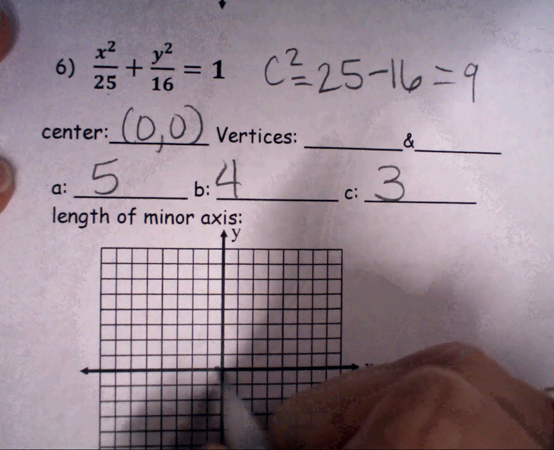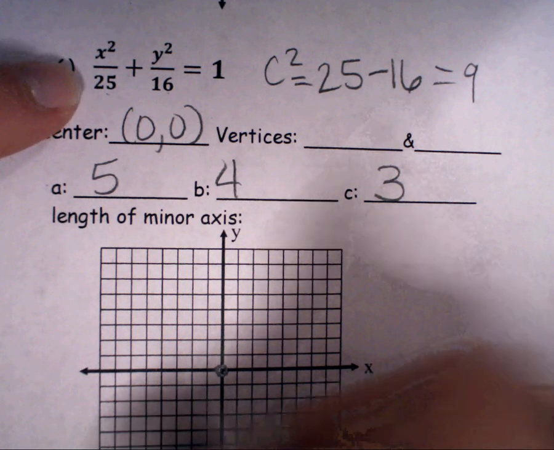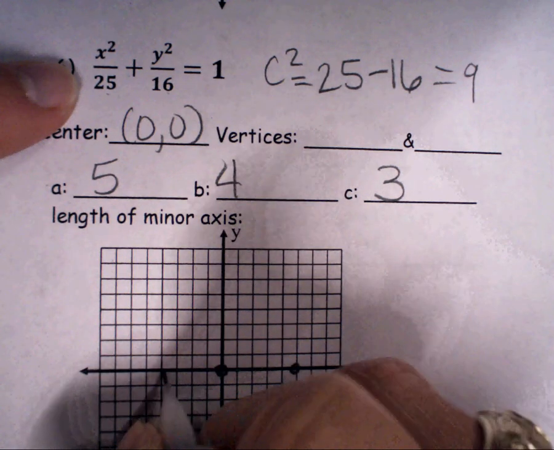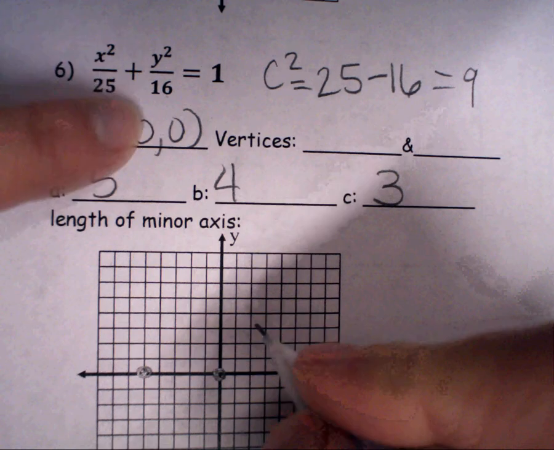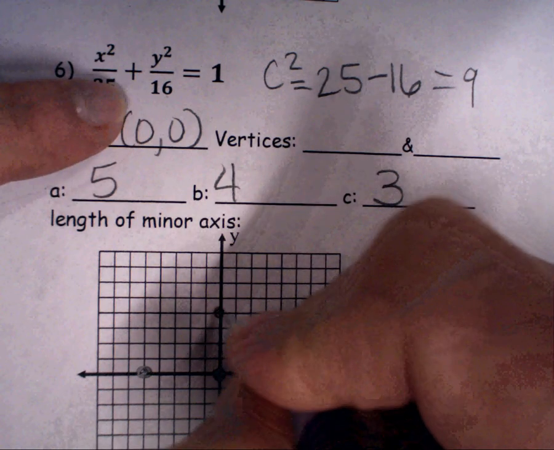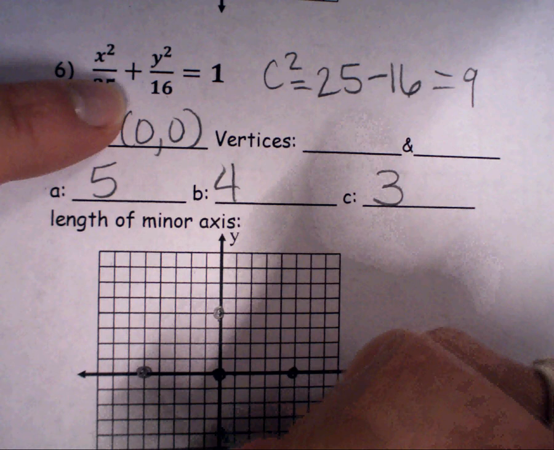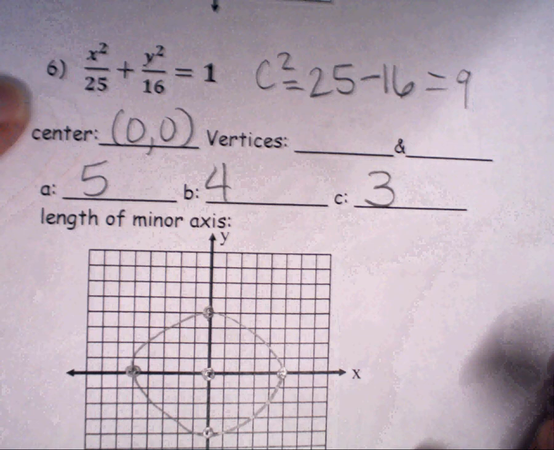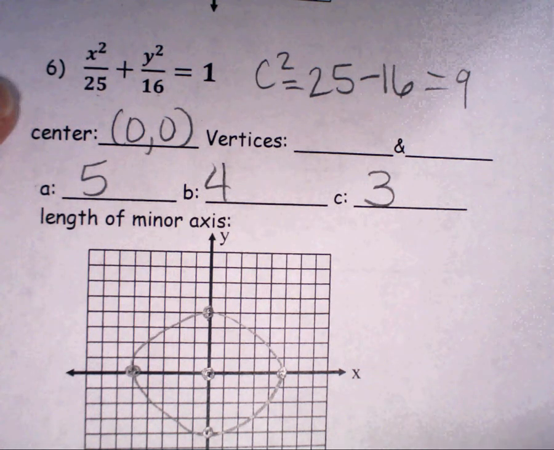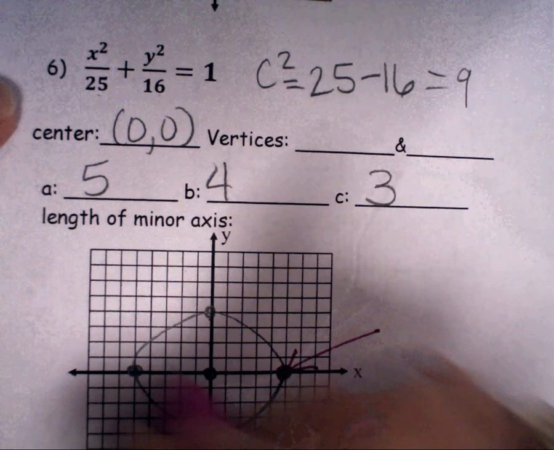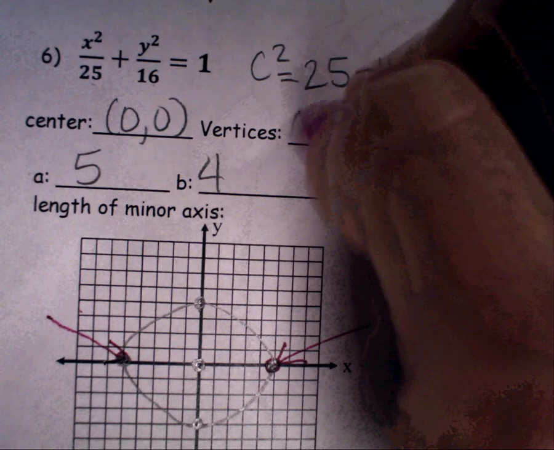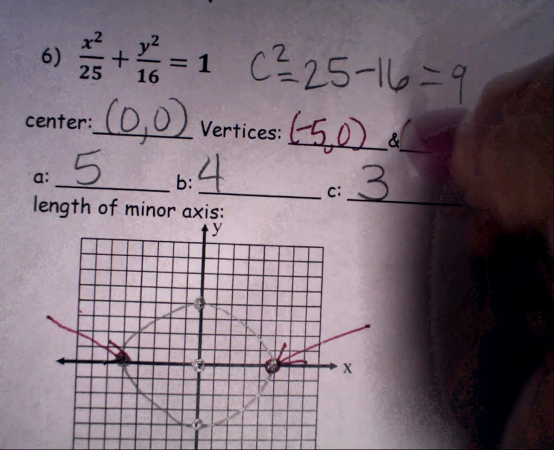So now we'll graph it. So 0, 0. Underneath the x is my horizontal, so I'm going to go 1, 2, 3, 4, 5, and 1, 2, 3, 4, 5. Underneath the y is my vertical: 1, 2, 3, 4, and 1, 2, 3, 4. Almost looks like a circle, not quite. My vertices are my two bigger points, so in this case that one and that one. So that would be -5, 0 and 5, 0.